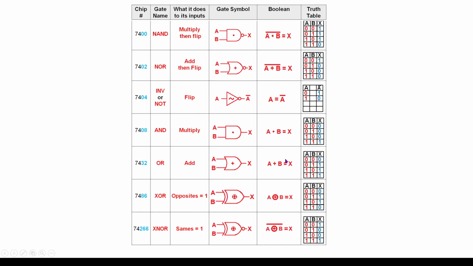Again, the equations are pretty much all the same. This equation is the same as this equation, except this has a line because it inverts. This equation is the same as this one, except that it is exclusively opposites. So we circle this, and this is exclusively opposites, but the result is flipped.